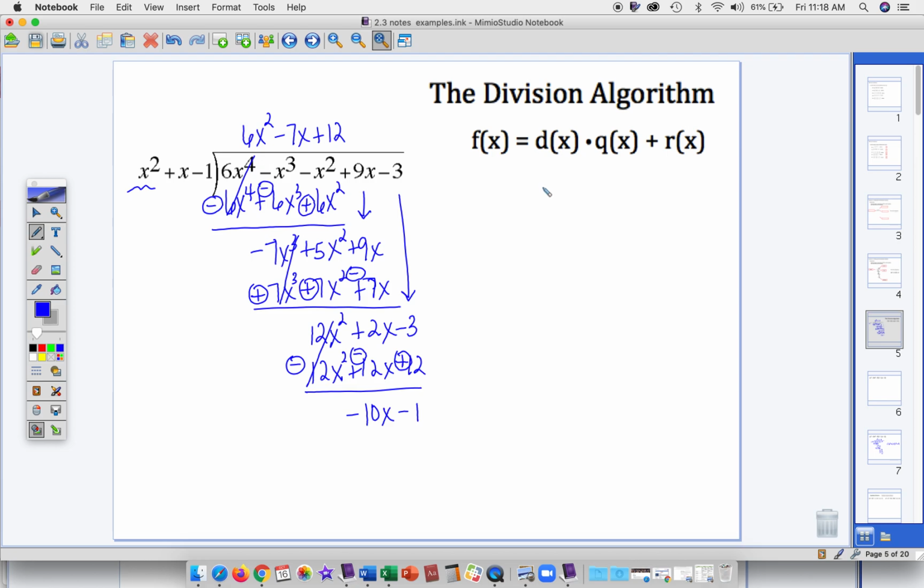Okay, so now using the division algorithm, here's how I can write out my answer. I'm not going to write this whole thing. Let's just call this f of x. Okay, so f of x is equal to my divisor, x squared plus x minus 1, times my quotient, 6x squared minus 7x plus 12, and then plus my remainder. So actually what I could do to make this look a little nicer is do minus 10x plus 1. Okay, so that's how we write out our answer using the division algorithm.